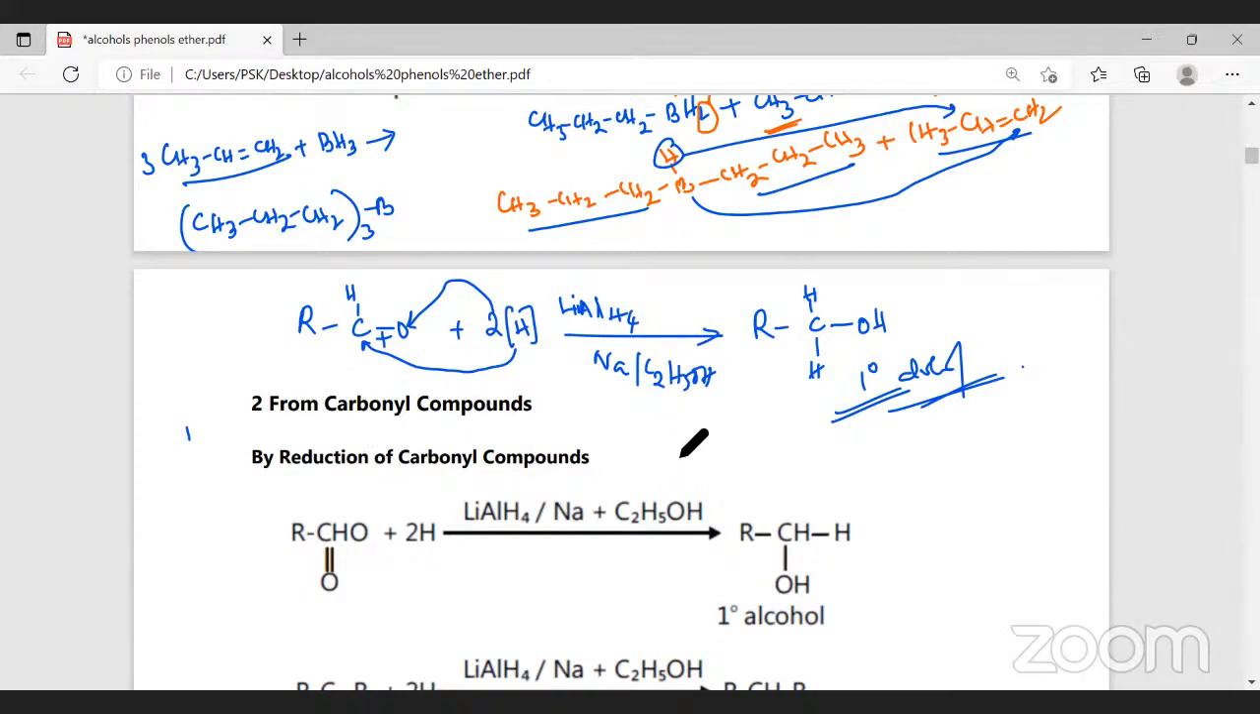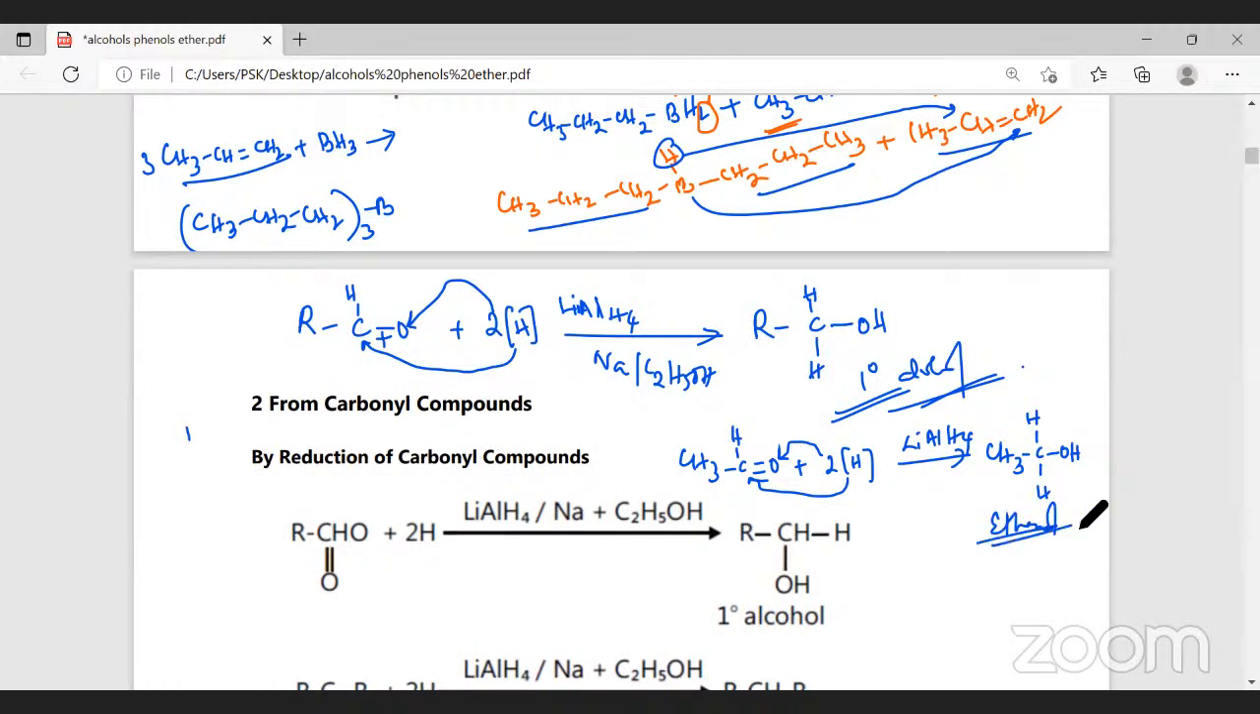So you can write an example. If you take CH3CH double bond O and reduce it using lithium aluminum hydride, a strong reducing agent, one hydrogen attacks this oxygen, the other hydrogen attacks this carbon. So I will have CH3CH2OH. This is ethanol. Did you understand the first step? From a carbonyl group, we can prepare an alcohol by reducing an aldehyde.